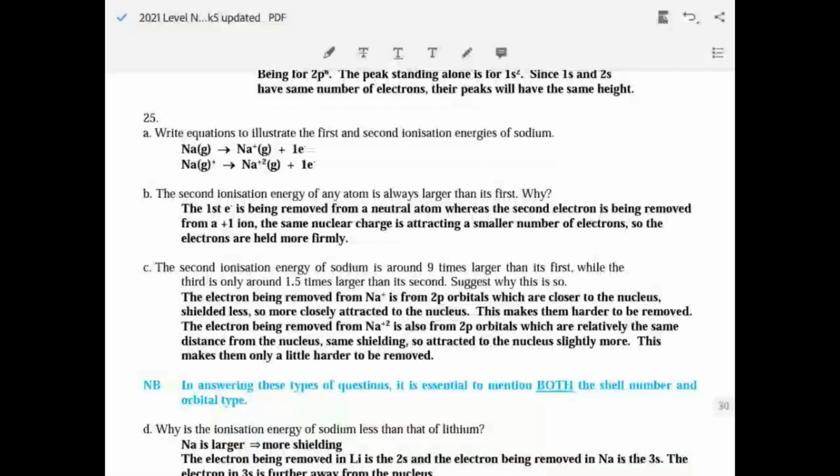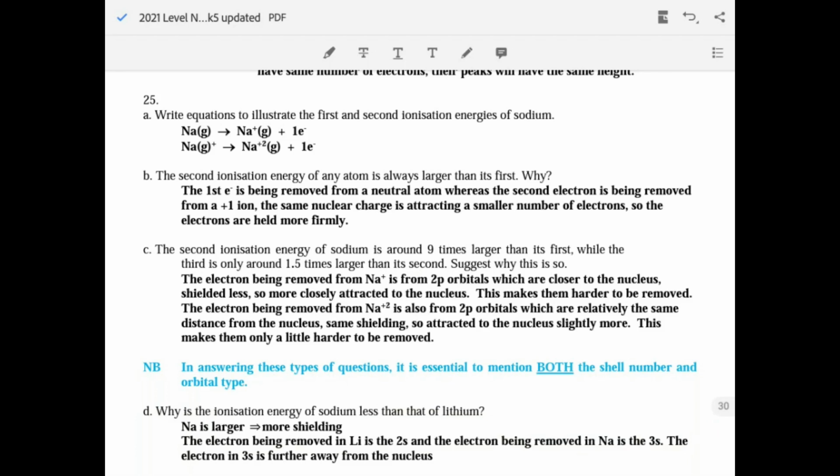Okay, so for number 25, this is about ionization energies. Ionization energy is just the energy to remove an electron from an atom. So the first will be to remove from the atom, the second will be to remove from the 1+ ion. So that's what they showed over here. The first, as you can see over here, this is the second.